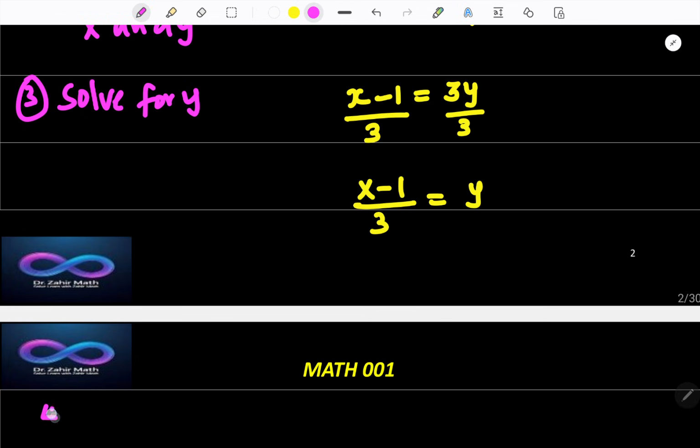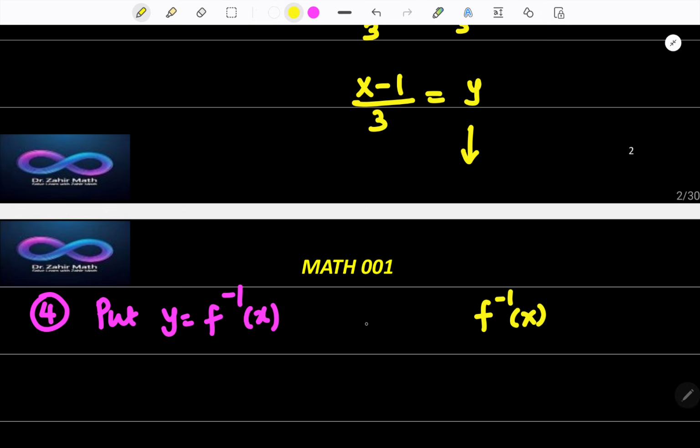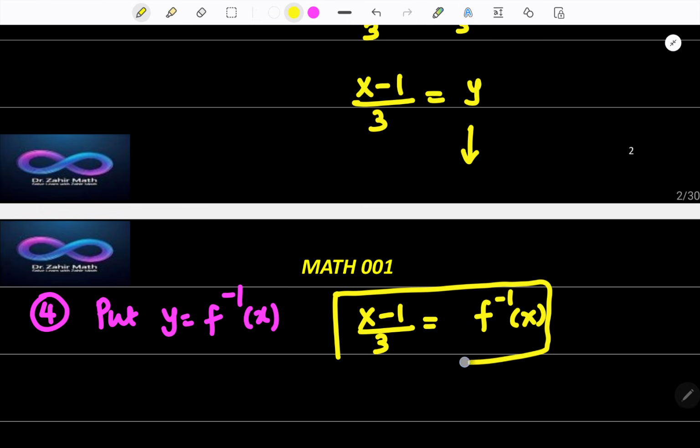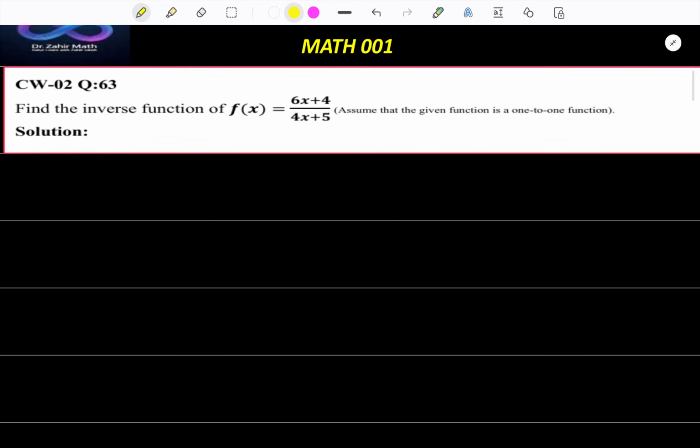Next is step number 4. What is step number 4? Put y equal to f inverse x. So y equals f inverse x, which is equal to x minus 1 divided by 3. Clear all of you? So easy if you follow these 4 steps. Let's go to the next question.